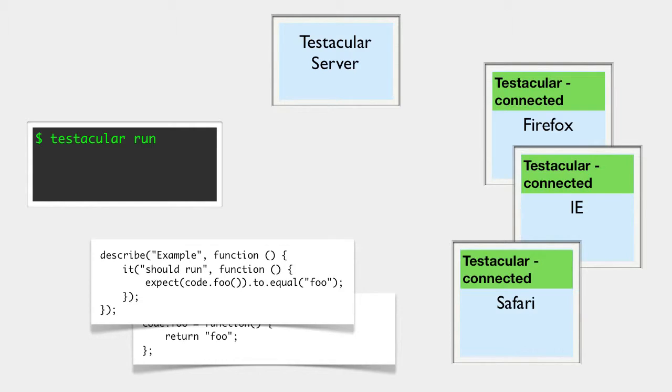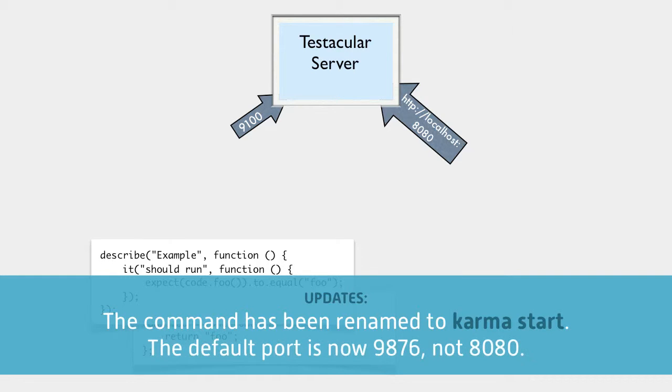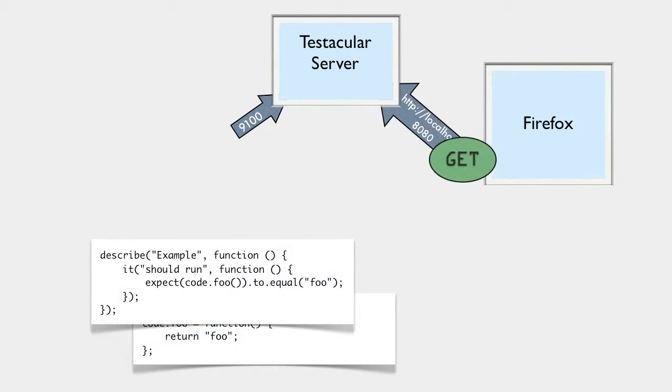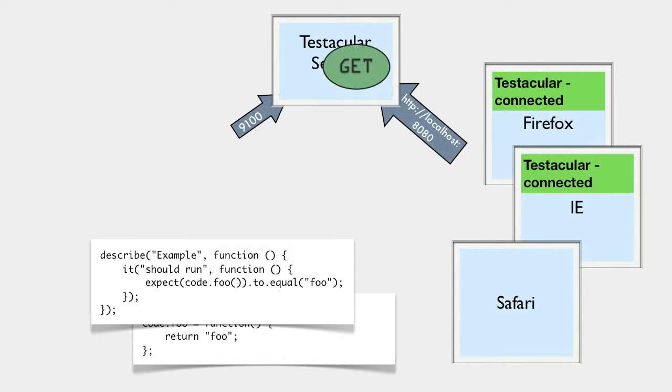Here's how it works. You start up the Testacular server with Testacular start. When it runs, it creates a little web server on port 8080. It also opens a control port at 9100, but you won't need to worry about that. Any browser you point at port 8080 will be served a chunk of Testacular JavaScript, which captures the browser for testing. You can connect any number of browsers from anywhere on your network, even a phone or iPad.